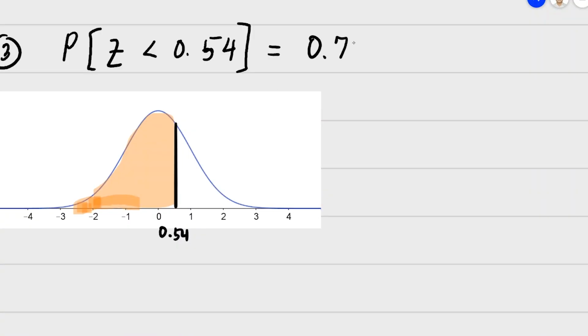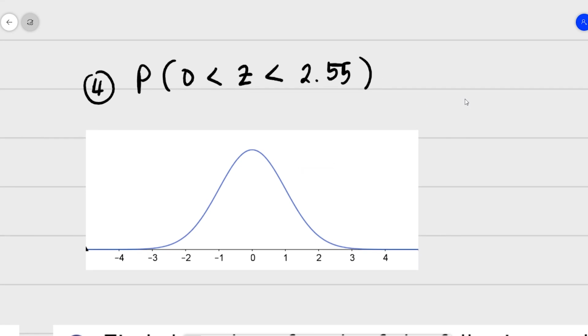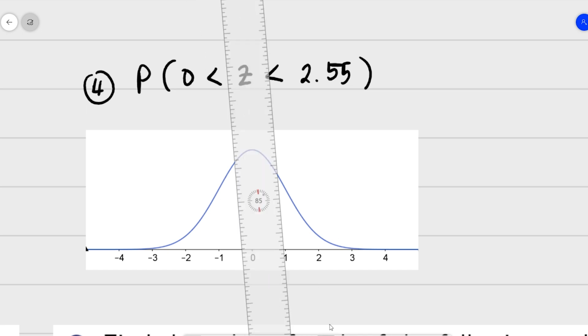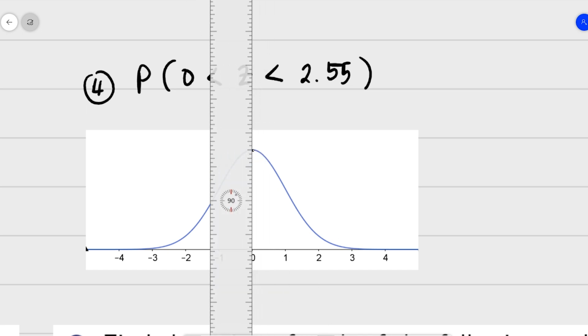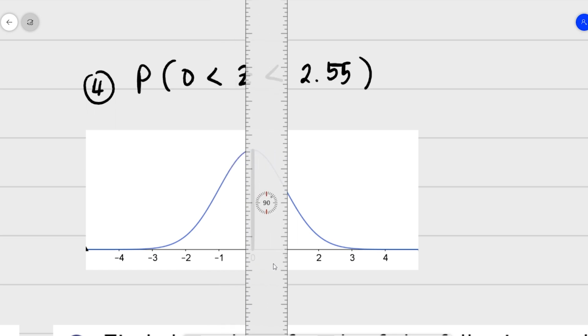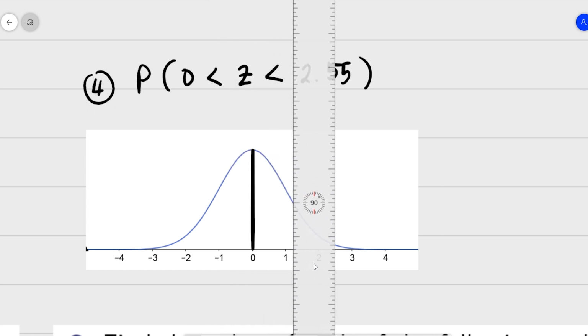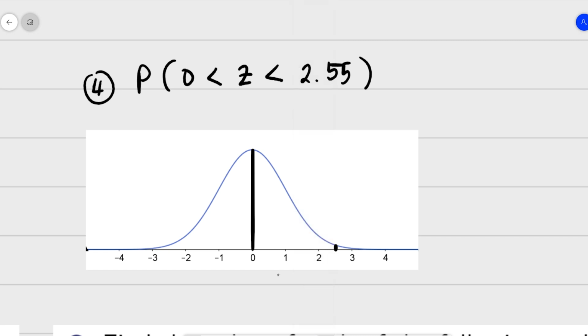Okay. For number 4, we want the probability that z is greater than 0 but less than 2.55. So let's locate 0. Here is 0. 2.55 is somewhere here, medyo lampas ng konti sa gitna ng 2 and 3. And then all you have to do is to, again, shade those parts. So that is the area that we want.